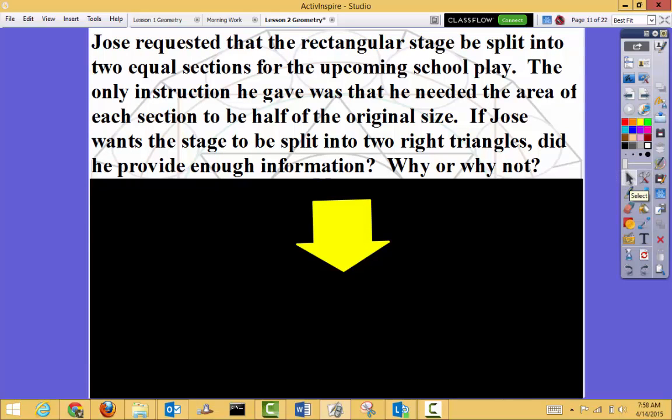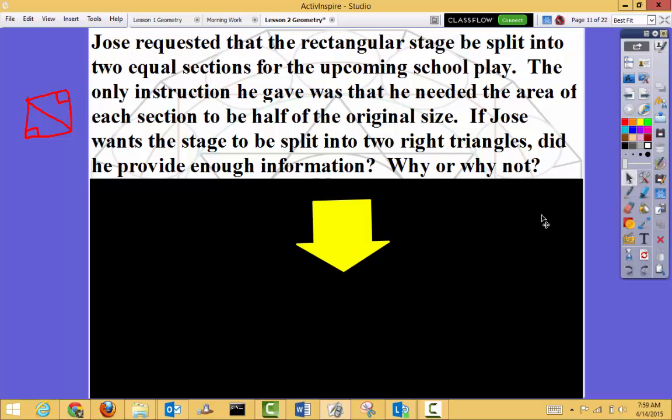Jose requests that the rectangular stage be split into 2 equal sections for the upcoming school play. The only instruction he gave was that he needed the area of each section to be half of the original size. If Jose wants the stage to be split in 2 right triangles, so 2 right triangles would look like this. This was the stage. He wants it to be split diagonally, so a triangle here and a triangle here. Did he provide enough information?